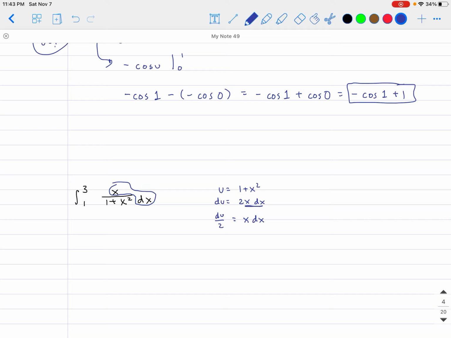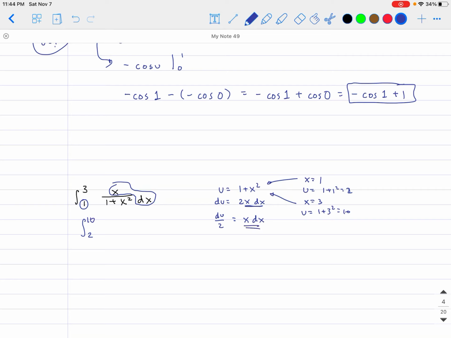Let's go ahead and change everything in terms of u. So my boundary used to be 1. x used to be 1. If I plug x equal to 1 into my u substitution, then u is equal to 1 plus 1 squared, which is equal to 2. So my lower bound is now 2. Whereas for the upper bound, x is equal to 3, and if I plug it in, u is equal to 1 plus 3 squared, which is equal to 10. So that's going to be my upper bound.